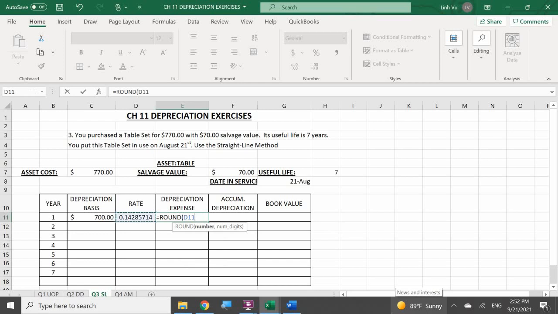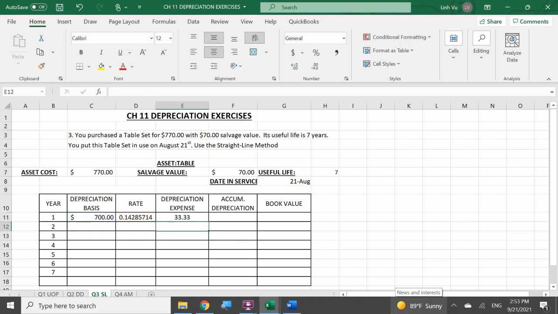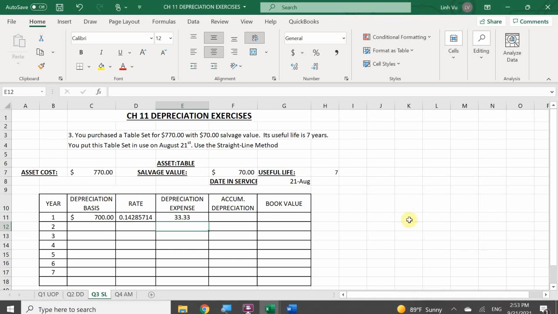expense, which is going to be 700 times the rate. You have to remember, because we're looking at partial years, since it's not going to be for the full year, we need to consider September, October, November, December. That's 4 months out of 12, comma 2, to get me a grand total of $333.33 worth of depreciation expense for this first year.